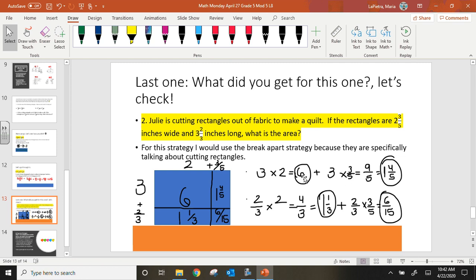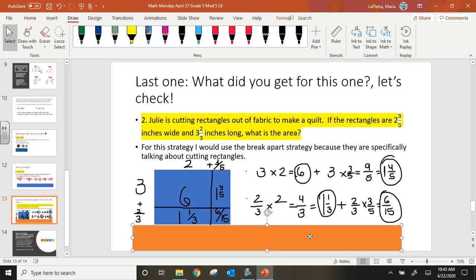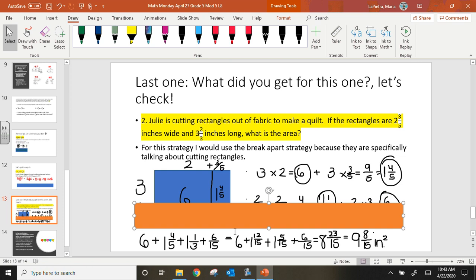Okay, so now I've got 6, 1 and 4/5, 1 and 1/3, 6 over 15. Can I just add these fractions up? What do you think? I hope you said no, because when you're adding fractions, you need to get the same common denominator. Here we go. 6 plus 1 and 4/5 plus 1 and 1/3 plus 6 over 15. We're going to change all of these denominators to be the same. So I think 15 should be our common denominator.